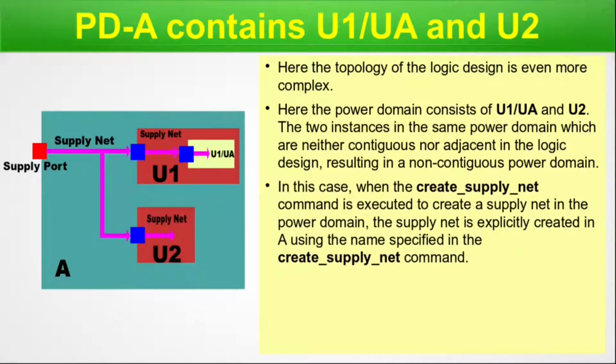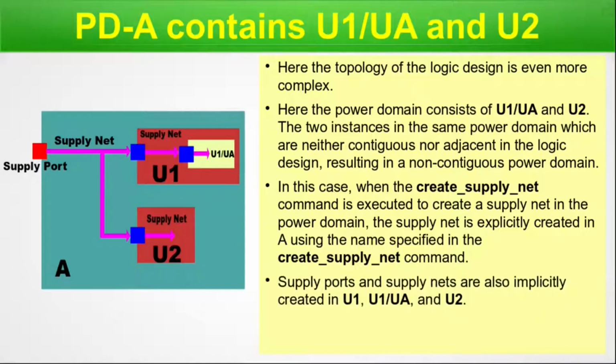In this case, when the create supply net command is executed to create a supply net in the power domain, the supply net is explicitly created in A, that is the top level, using the name specified in the create supply net command. Supply ports and supply nets are implicitly created in U1, U1/UA, and U2. So explicitly created for the top level, implicitly created for all the hierarchies further down.